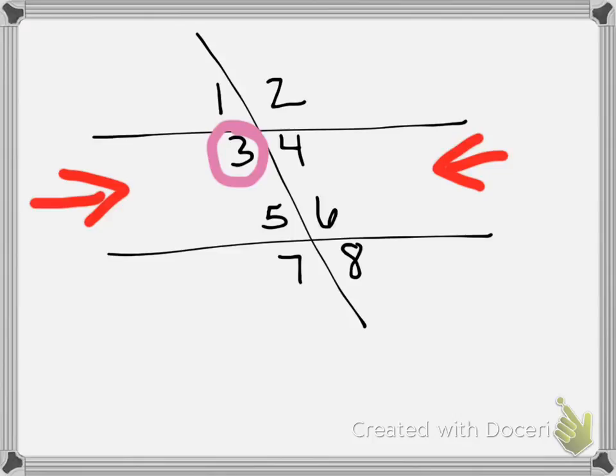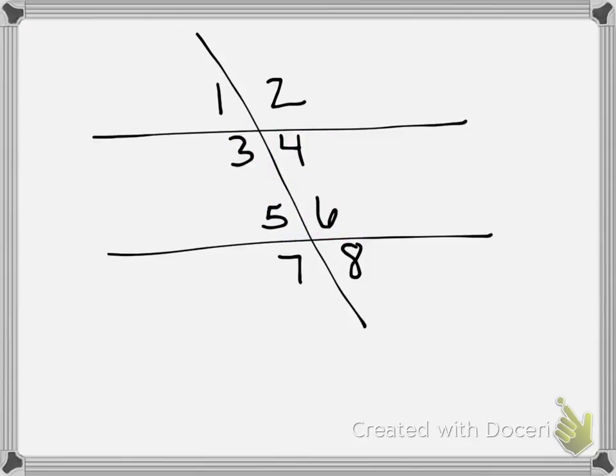Angle 3 is on the left side, so alternate interior angles would be 3 and 6, because one's on the left of the transversal, one's on the right of the transversal, and they're both inside. And then alternate interior angles would also be angle 4 and angle 5. 4 is on the right side of the transversal, 5 is on the left side of the transversal. They are both inside the parallel lines. So those are your alternate interior angles.